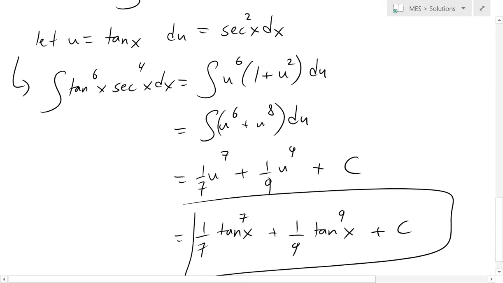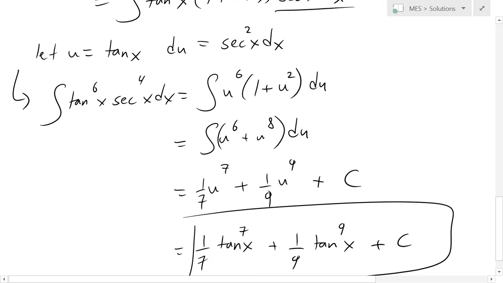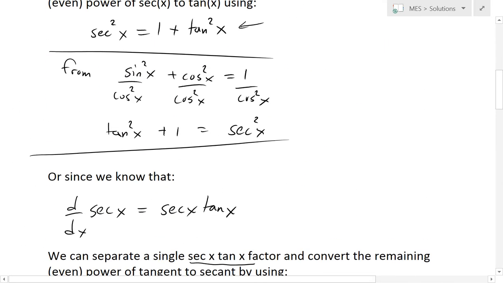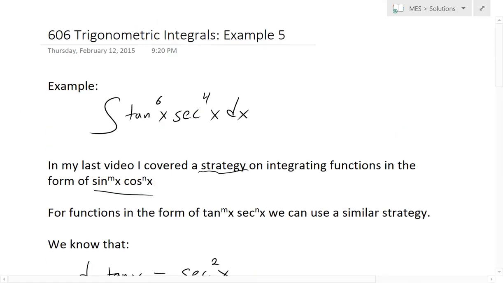That was pretty straightforward for solving the integral of trig functions in this form. Anyways, that's all for today. Hope you learned from this quick video and introduction on solving tan x times secant x type integrals. And in later videos I'll go over some more examples.